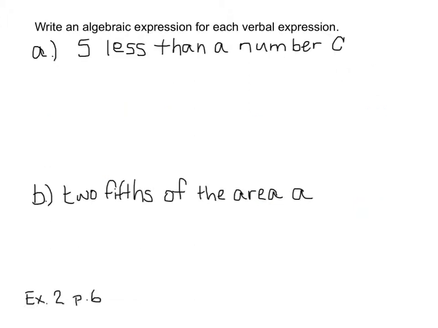Now we're going to write an algebraic expression for the verbal expression. So we've got words given to us, and we're going to take these words and change them to algebra. Okay, so we have 5 less than a number C. How do you suppose we'll need to write that? Think on that just a minute.